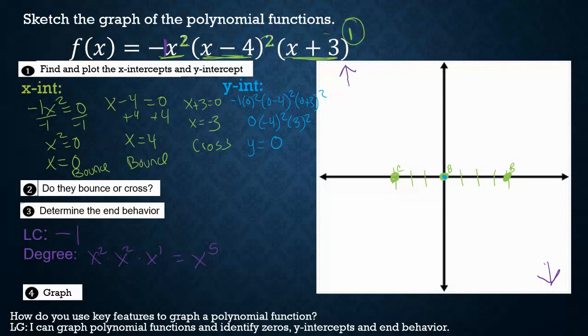And now we're just going to connect all the information we know. We know we're going to start down here. We're going to hit this number, bounce back, have to come back, bounce back, and cross. And that is a rough sketch of how to graph this function. I know it is possible that this goes down even more, or this goes really shallow, but we know it's going to go down in this direction somewhere.